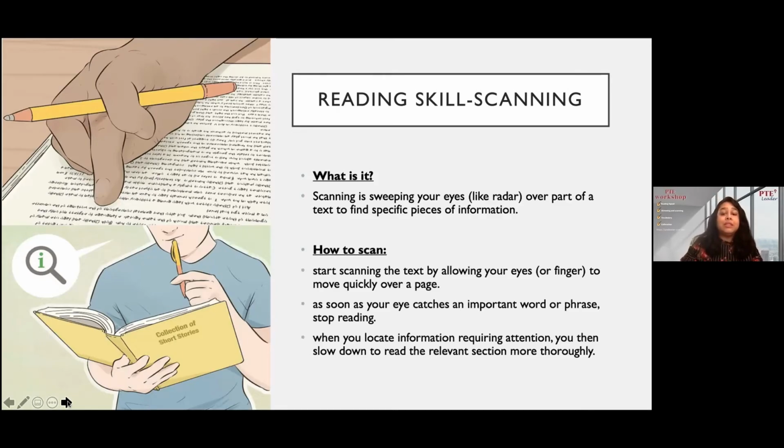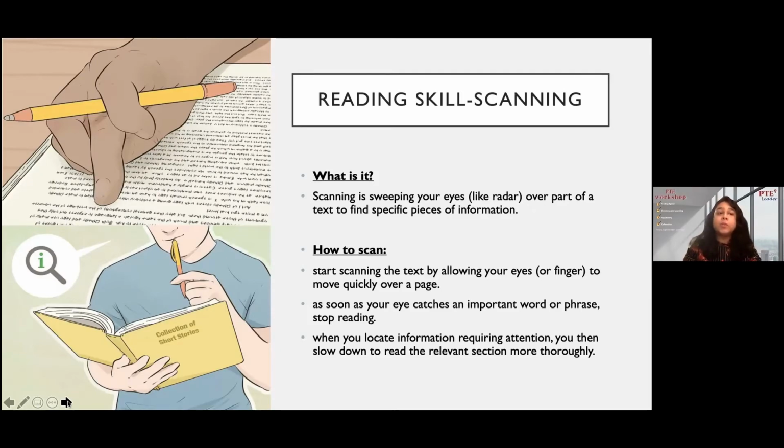So how to scan? Start scanning the text by allowing your eyes or finger to move quickly over a page. In the case of PTE, you move your finger over the screen. Many people do that, so you can do that as well. As soon as your eye catches an important word or phrase, stop reading. If you find any relevant information that you need to answer a question, just stop reading for a while. After you stop, focus on that area only, and slowly read that area again and again to understand thoroughly whether this is the answer you are looking for or not. If not, then start the scanning process again and look for more information.